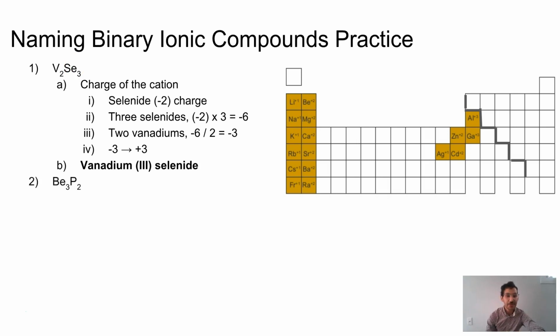So we've got Be3P2. Why don't you pause the video and think about this one? Okay, well, in this case, the cation has a fixed charge. I can find beryllium, Be, in the +2s with the other alkali earth metals. So that's cool. Naming this is really easy. It's just going to be beryllium phosphide. I need to take phosphorus's name and change its suffix to "ide." That's the only thing to do here. Cool.